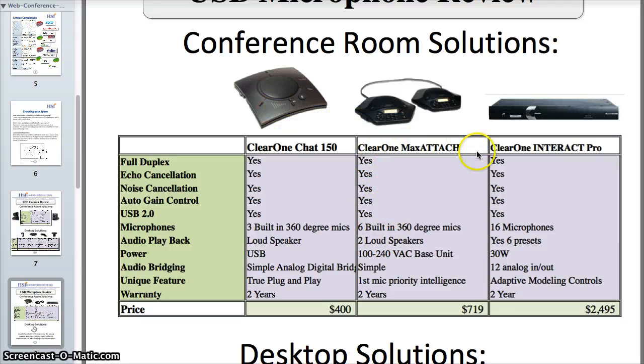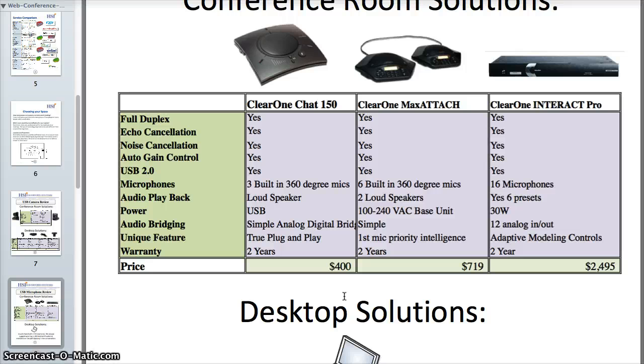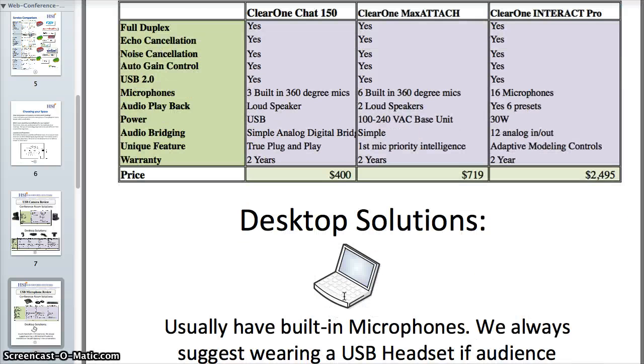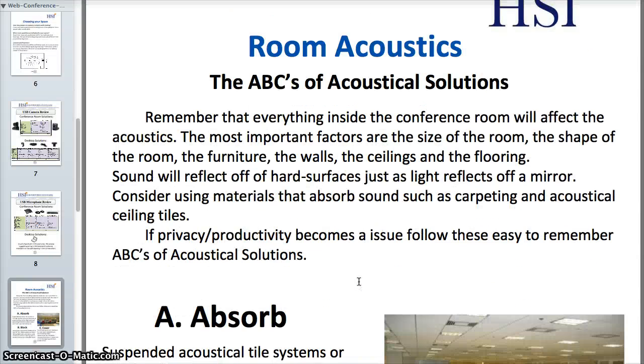The Clear One Max Attach is a little bit more expensive, and that adds your audio conferencing capability to be able to do audio conferences directly. And then the Clear One Interact Pro, that's a conference room solution with built-in microphones to the table. It has a lot of unique features such as adaptive modeling controls and automatic duplex gating and things of that nature. Desktop solutions, we just have a note here that we always suggest wearing a USB headset if the audience members will be participating in the conversation.